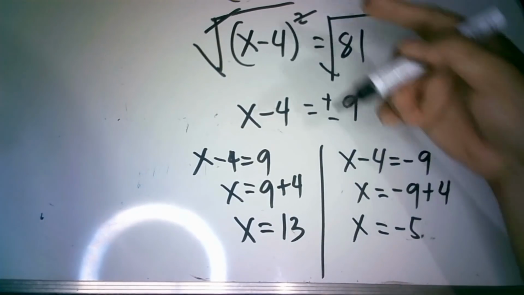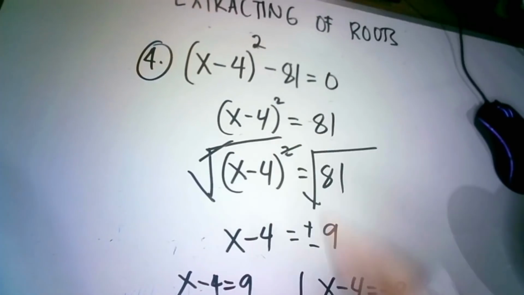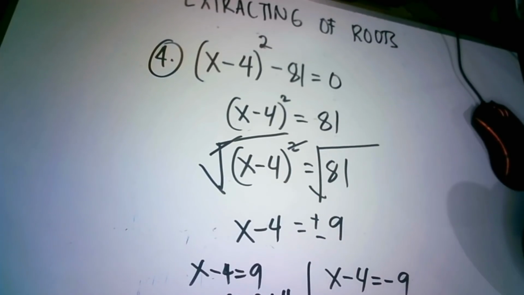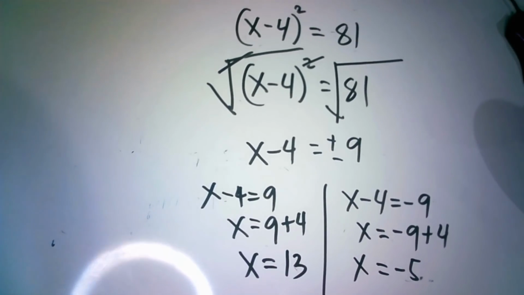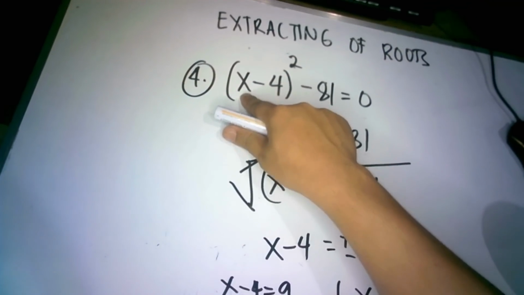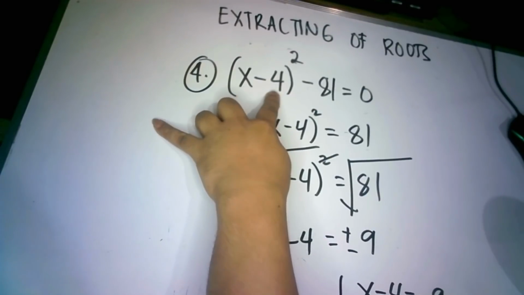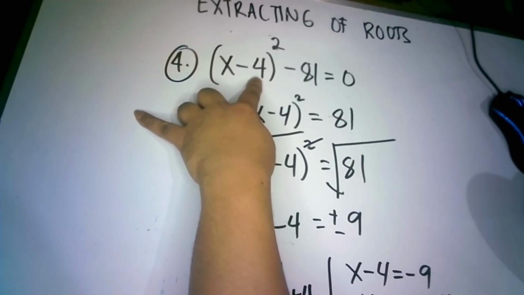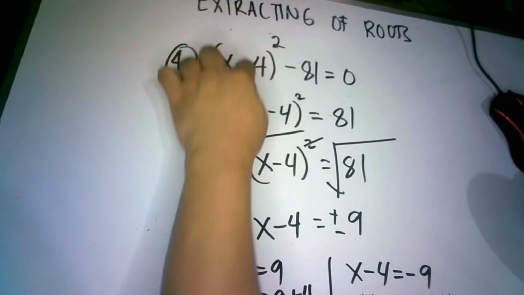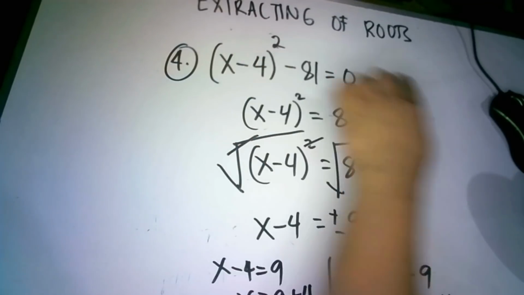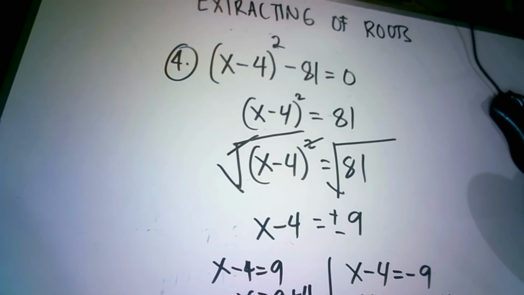Now you check in the original equation whether it becomes equal to 0. We will use mental math. If the first value of x is 13, we substitute it for x, so it becomes 13 minus 4, which is, what is it? 9. If we multiply 9 by itself, because it is squared, 9 times 9 is 81. 81 minus 81 is 0.